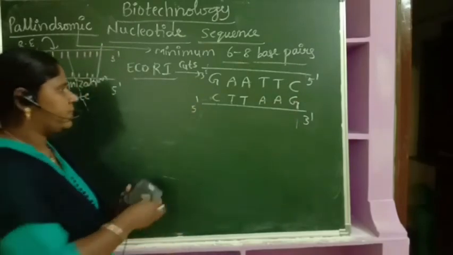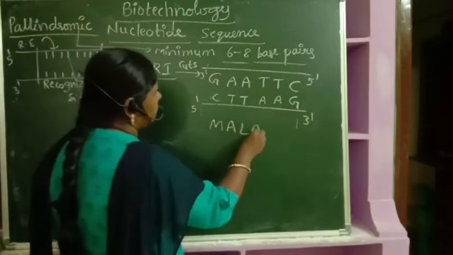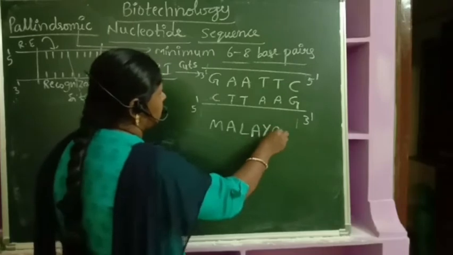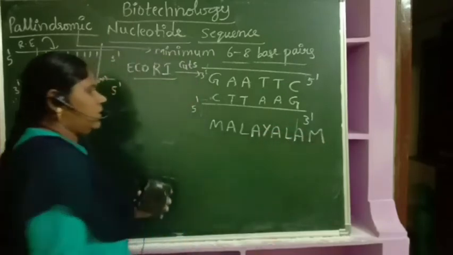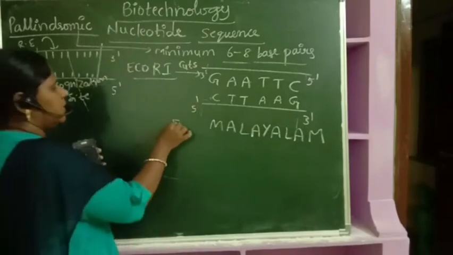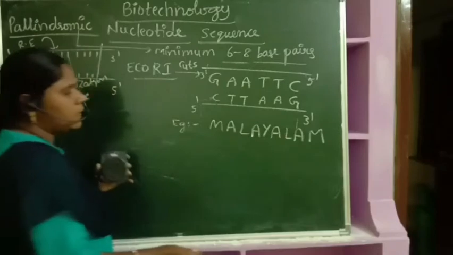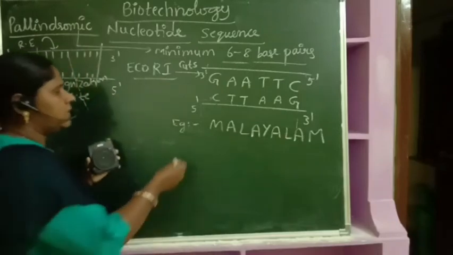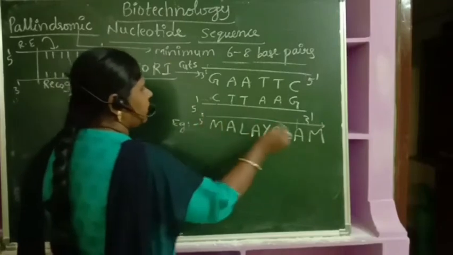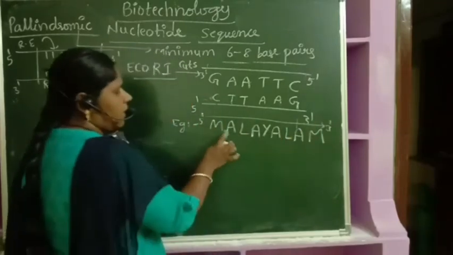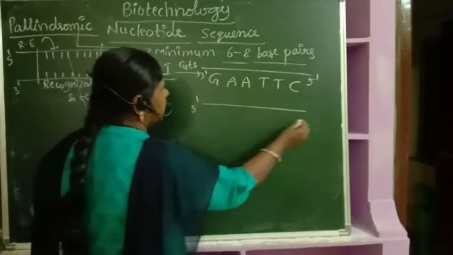It is like Malayalam. For example, you can compare, this is like Malayalam. Look at here. Let us take this from 3' to 5', or let us take this from 5' to 3'. M-A-L-A-Y-A-L-A-M. Opposite strand, this is 5' to 3'.